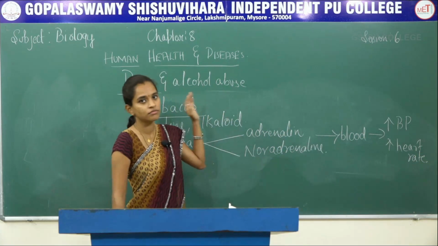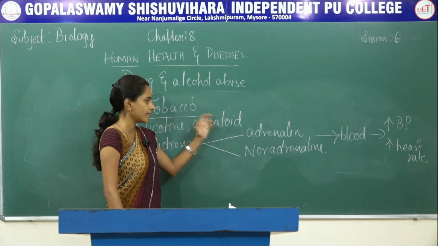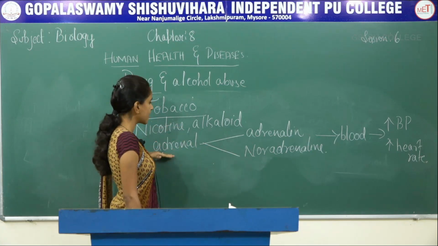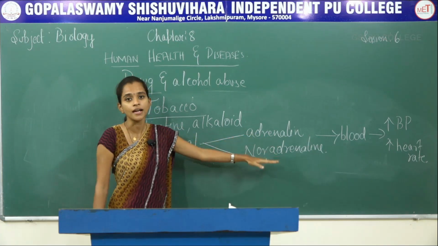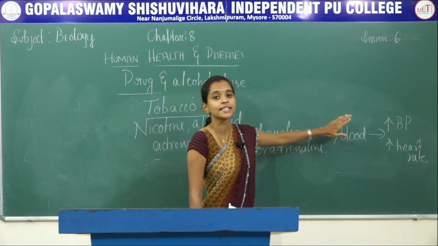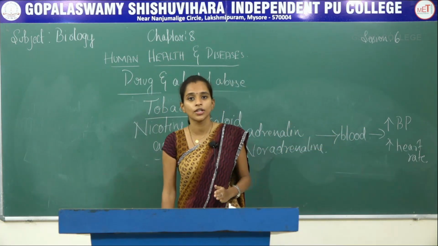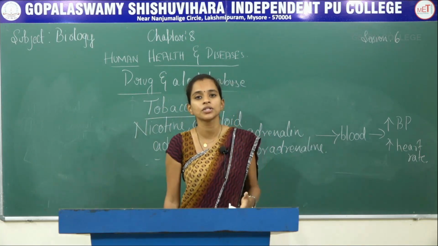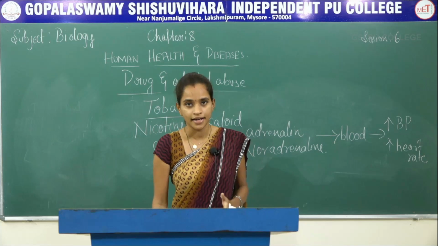So if at all tobacco or nicotine and alkaloids are entering the body, it interrupts the adrenal gland, producing adrenaline and noradrenaline. Once this is done, it is released into the blood, which circulates within the body. Automatically, it increases the blood pressure as well as the heart rate.